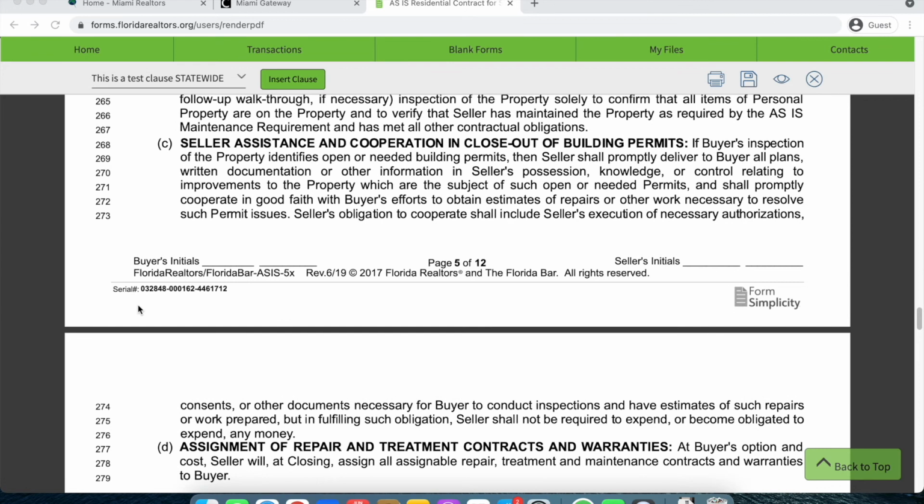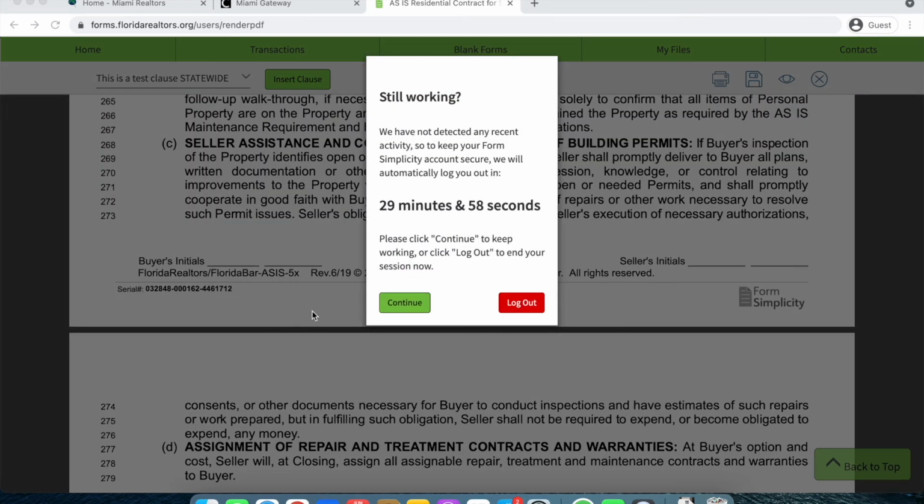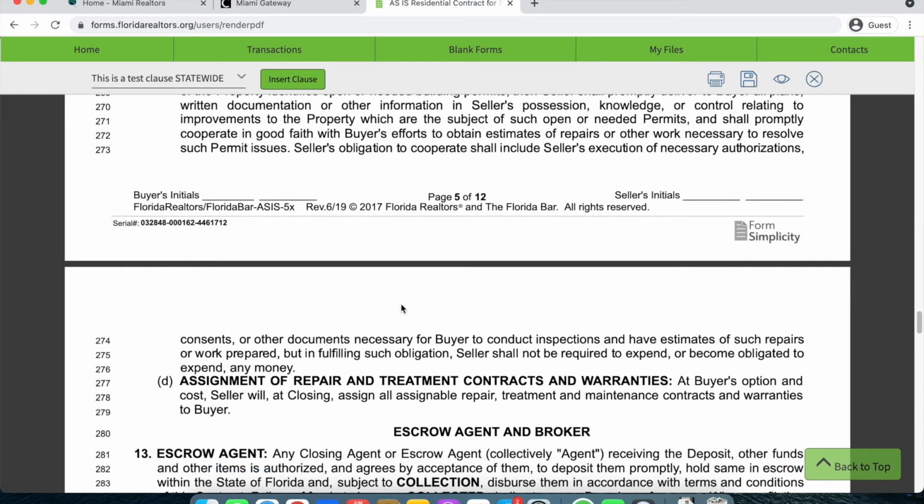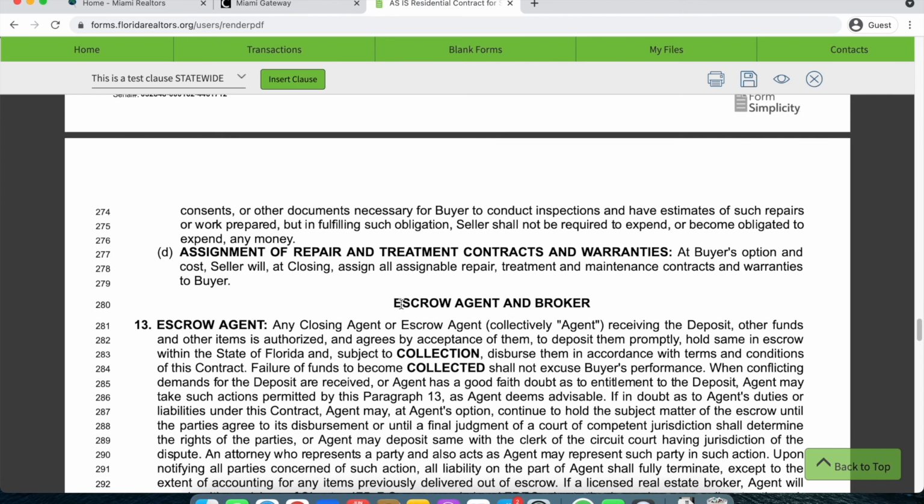All right, so seller assistance and cooperation in closing out permits, building permits. This paragraph protects your buyer in that the seller is committed to assisting in anything that needs to be done to make sure that any permits that are open or expired are corrected prior to closing.